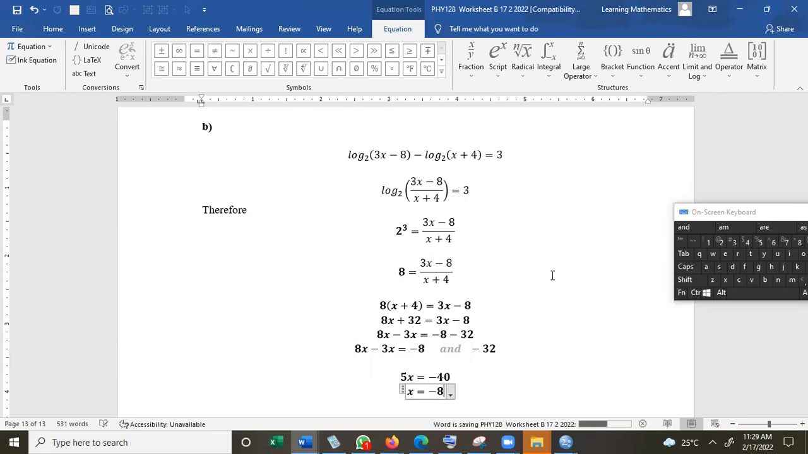So please apply that to assignment B. Okay. Using logarithms to solve logarithmic equations.